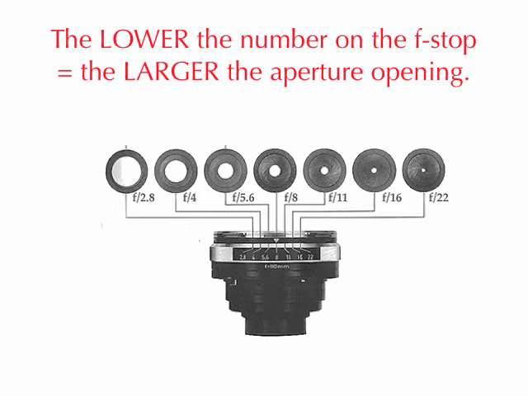The lower the number of the f-stop, the larger the aperture opening, and this is because f-stops are fractions. So f22, while it's the highest number, is the smallest hole, whereas f2.8, the smallest number, is the largest hole, and so on and so forth, f4 being smaller than f5.6, and 5.6 being smaller than f8.